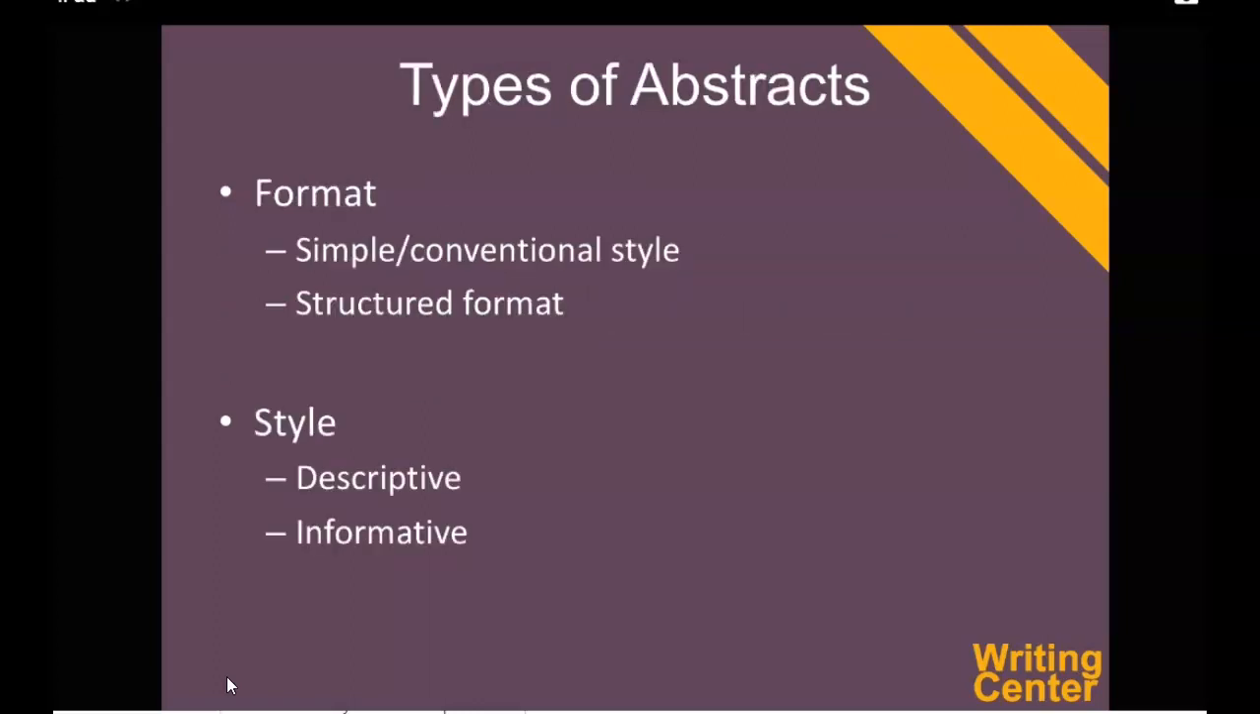So I've taken this from Annesley as well, and this is a common division into types of abstracts. You have two types of format: the simple or conventional style and a structured format. The simple conventional style is just a narrative, usually without headings. It does follow the IMRAD structure. It just doesn't give you a heading that says methods or results or something like that. The structured format, on the other hand, does provide these subheadings. And we'll see an example of that in just a second.